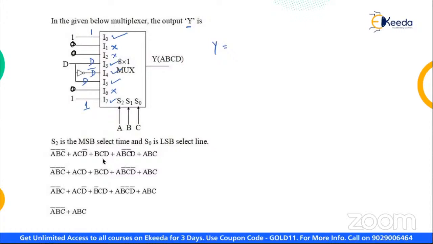So when I0 gets selected, can anybody tell me, what should be the value of S2, S1, S0 for that? Can you please let me know?